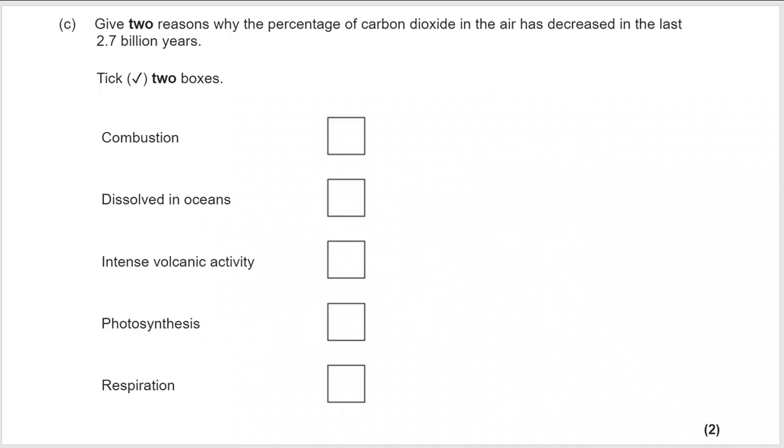There's actually two words here that are really important. The first is about the two boxes, and the second is about the fact that we're talking about decreasing carbon dioxide in the atmosphere over those billions of years. A lot of the carbon dioxide dissolved in the oceans. And also photosynthesis, as plants evolved and developed, took CO2 from the atmosphere and put more oxygen in. All of the other three led to increases in carbon dioxide.